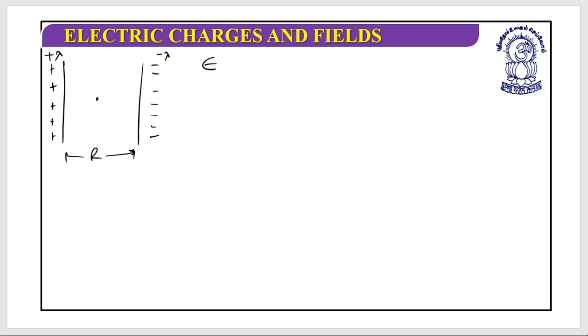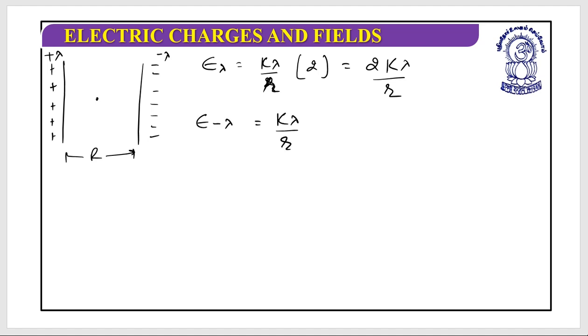So if I write the electric field due to plus lambda, it is k lambda by r, r is the separation, into bracket 1 plus 1, it is 2. So this is 2k lambda by r. What about E due to minus lambda? Again the same thing, it is k lambda by r into 2, because it is an infinite line charge density. It's 2k lambda by r.